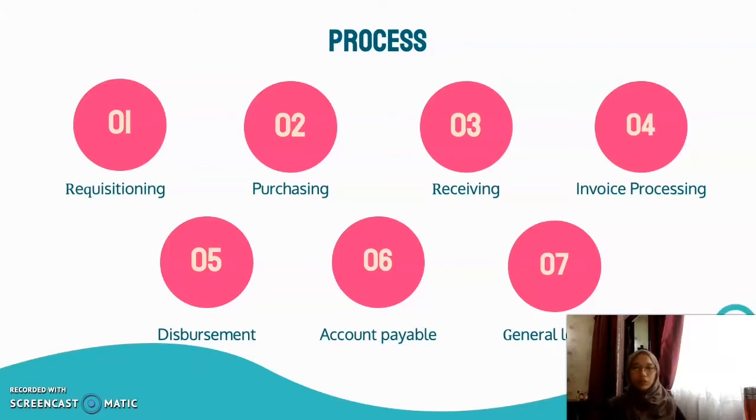So moving on to the first slide, which is process. There are a lot of processes in the purchase cycle. There are 7 processes that we have found, which are first requisitioning, purchasing, receiving, invoice processing, disbursement, account payable, and general ledger.